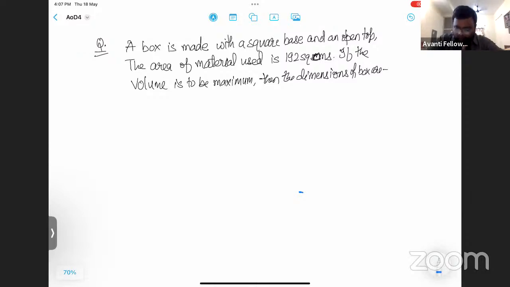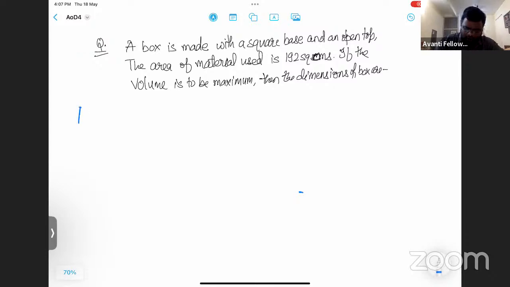A box is made with a square base and an open top. Okay, square base and the top is open. The area of the material used is 192 square centimeters. If the volume is to be maximum, then the dimensions of the box are? First thing is draw a rough sketch. Visualize what is given in the question.